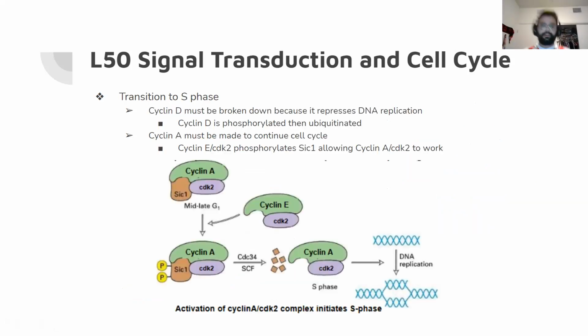So, transition to the S phase. After we've passed through G1, our cyclin D has no more use, and it can actually act as a repressor towards DNA replication. So cyclin D must be phosphorylated and then broken apart by ubiquitination. Our cyclin A must be made as soon as we enter our S phase. Our cyclin A is in a complex with SKP1, and SKP1 is a repressor of the cyclin A activity. So what our cyclin E CDK2 does is phosphorylate SKP1, causing its dissociation and being broken apart, to allow cyclin A CDK2 to do its job, which in this case is DNA replication.